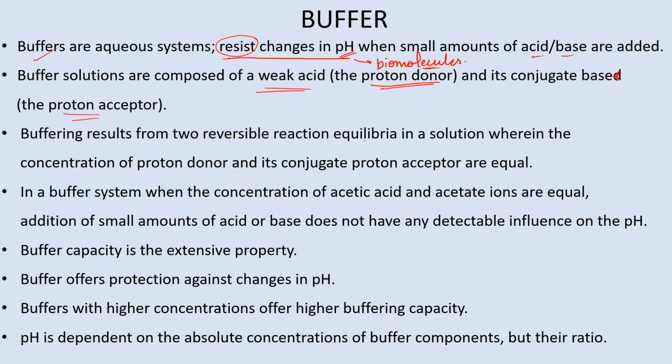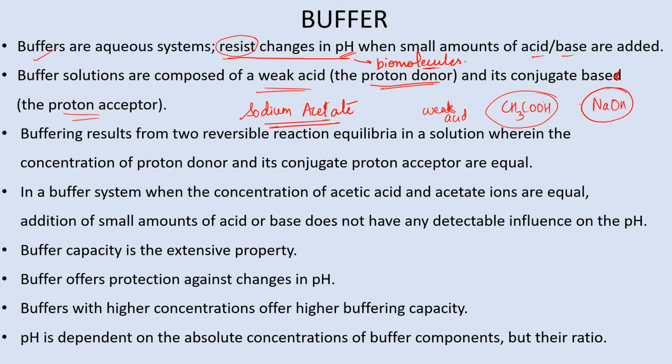Buffering results from two reversible reaction equilibria in a solution wherein the concentrations of the proton donor and its conjugate proton acceptor are equal. We just saw what happens to acetic acid. Acetic acid is also used as one of the components in a buffer system because it is a weak acid, so it will have a conjugate base. There is, for example, a sodium acetate buffer, in which acetic acid is one component and the other is the conjugate base. When you mix both of them in a certain proportion, you are going to get a buffer. Here you saw it will dissociate and give you CH3COO minus and H plus, so here you will see the proton.